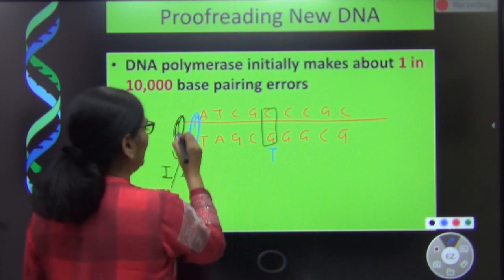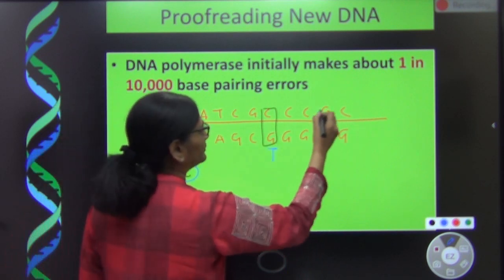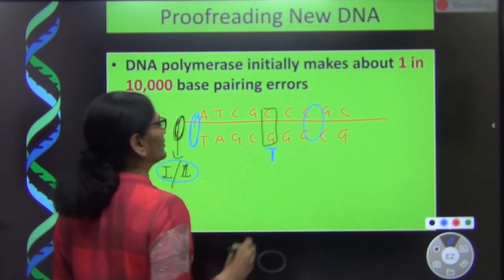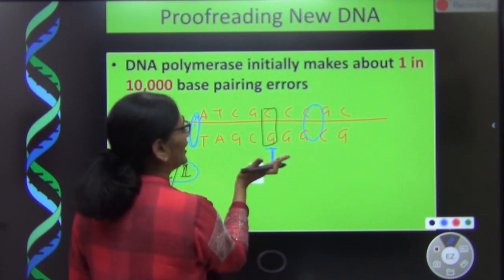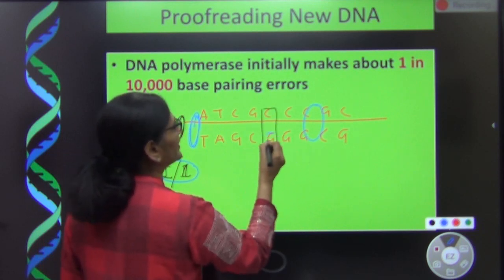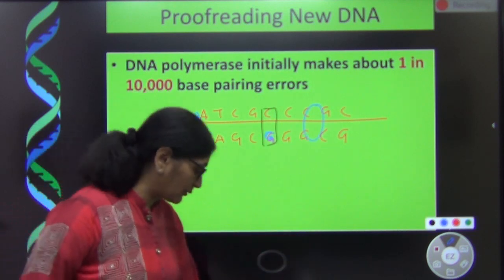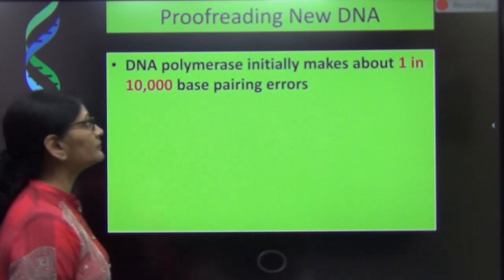So this polymerase 1 and 2 will move ahead. And what did the other one do? It placed T here instead of G. As this polymerase comes, it will see, oh, there's a mistake. It will remove this T, it will replace it by G, and it will rectify all the mistakes. So there is a provision of proofreading in the case of DNA replication as well.